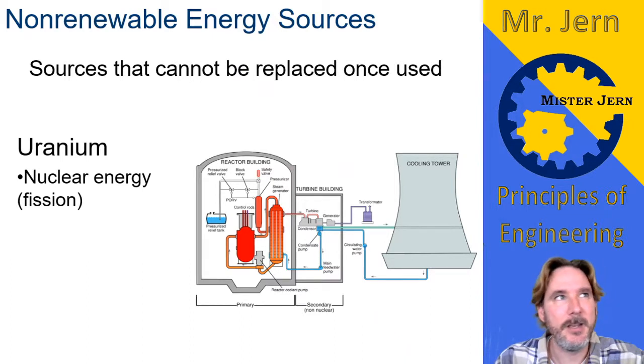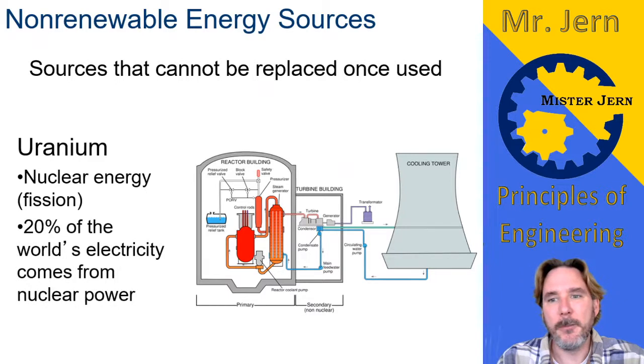Basically, fission is when large atoms, such as uranium, are so unstable, because they're so large, that they can break apart and release energy. And that's what's going on. That's a nuclear reaction. Okay.